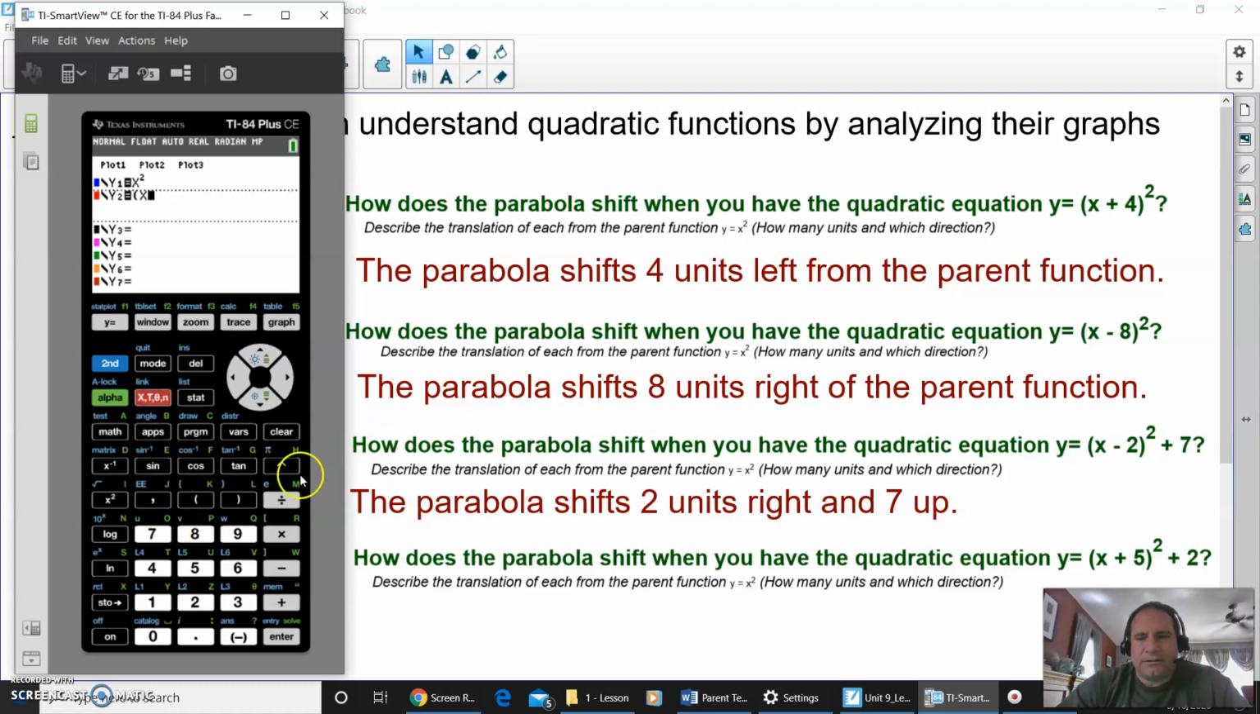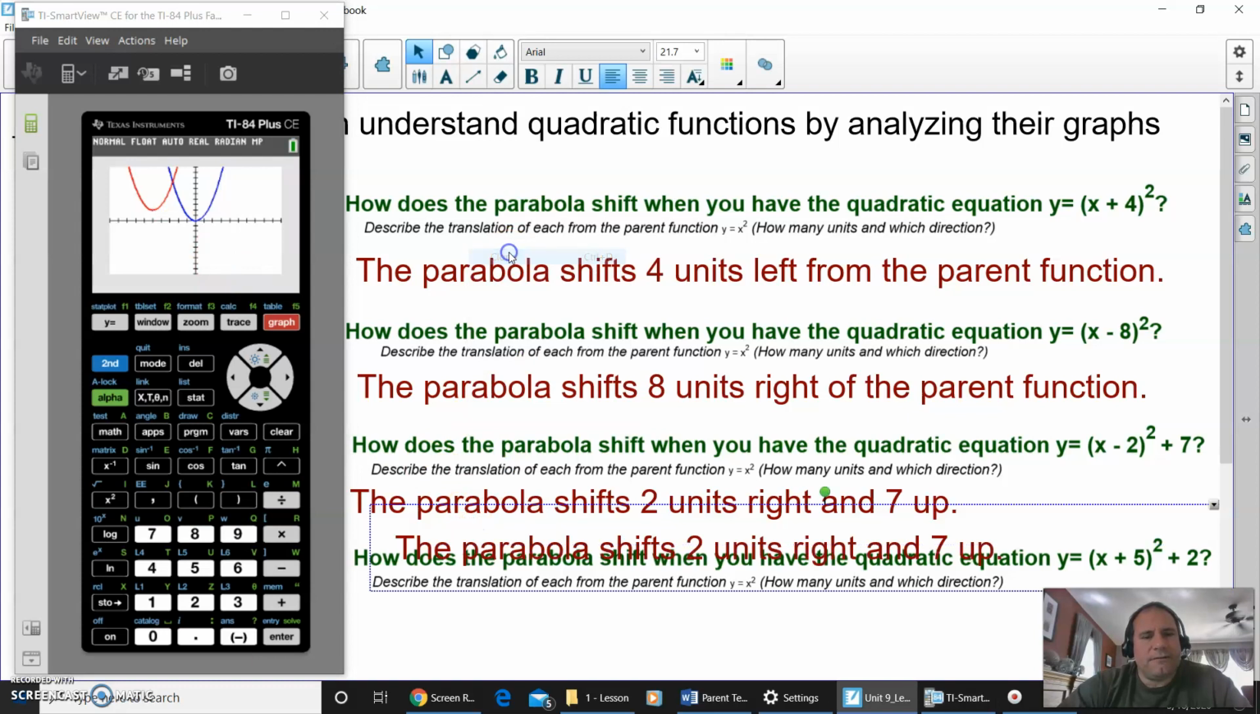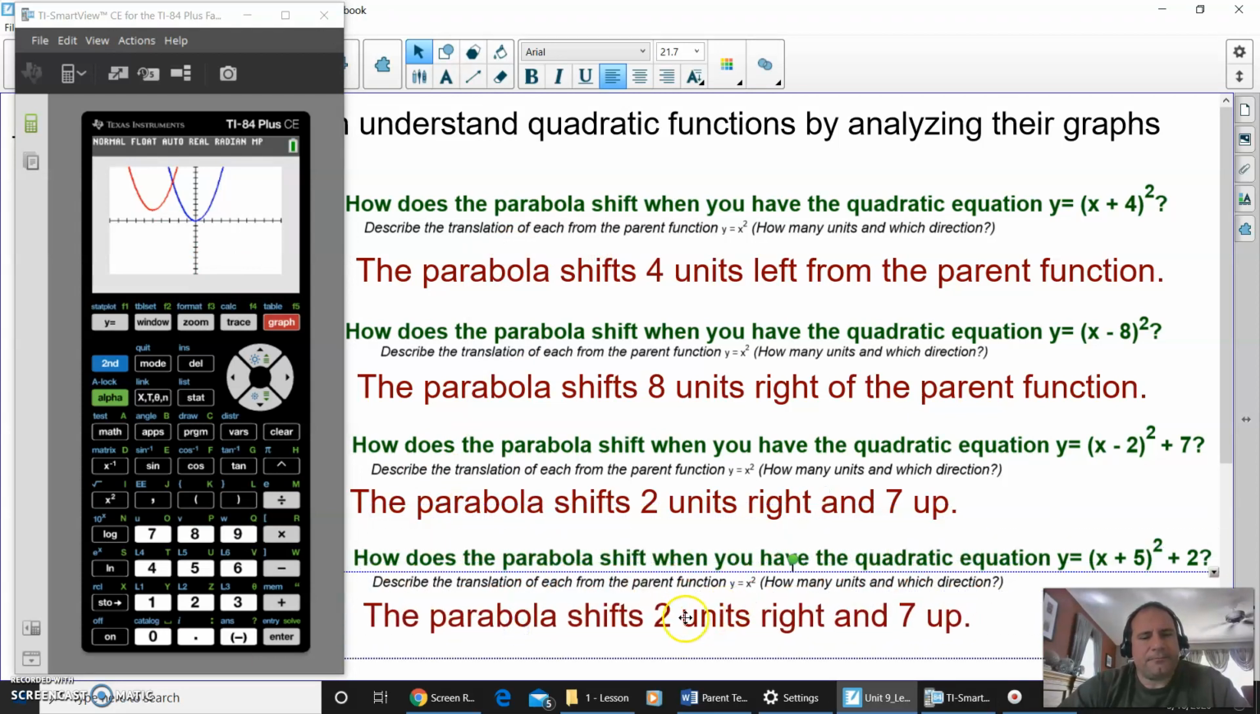My assumptions: x plus 5. All right, and you put that into your calculator. You should always check on the calculator anyway, even if you think you know it, especially on some kind of test or something like that. And there it is. So you're talking about 5 to the left and 2 up. So the parabola does shift 5 to the left, and I'll change that right here, 5 to the left because it's x plus 5. And 2 up because of the plus 2.